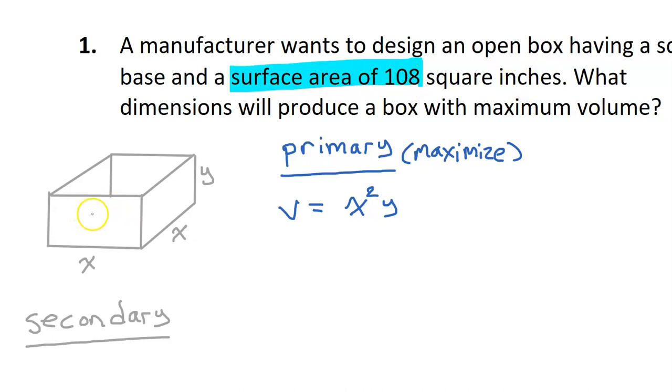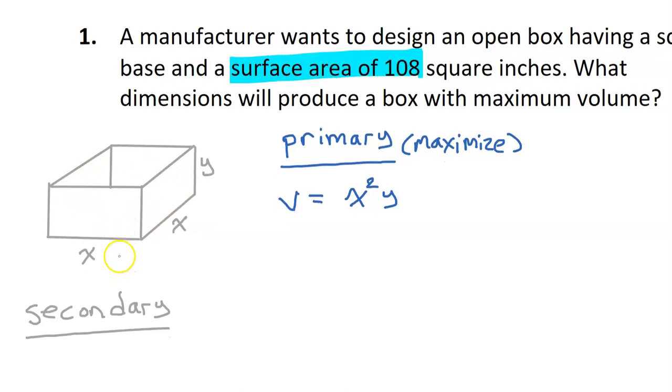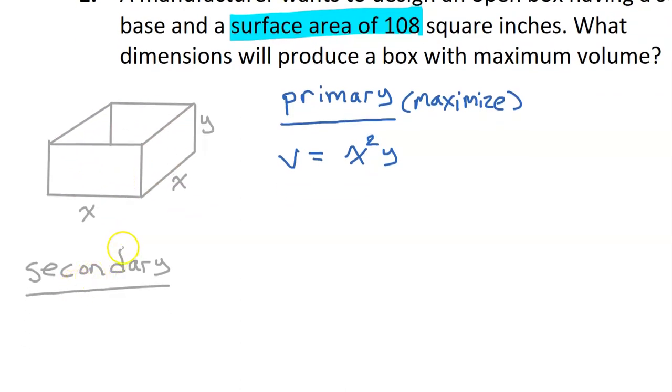The surface area will be the sum of the areas of all of the faces. This open box has five faces. There are four sides and then the bottom. So the surface area is going to be the sum of all of those faces. Let's start with the bottom. We know that the bottom is a square, so that's x times x. So the area of the bottom face will be x squared.